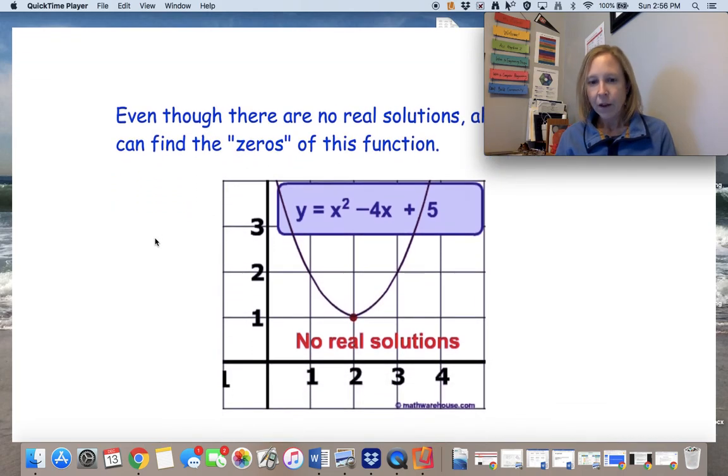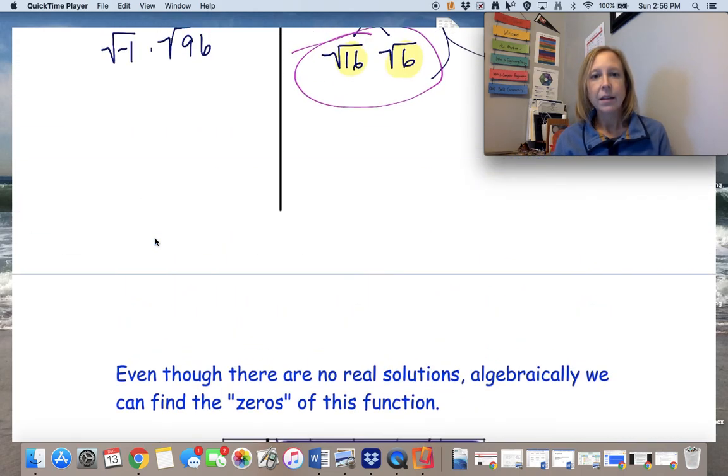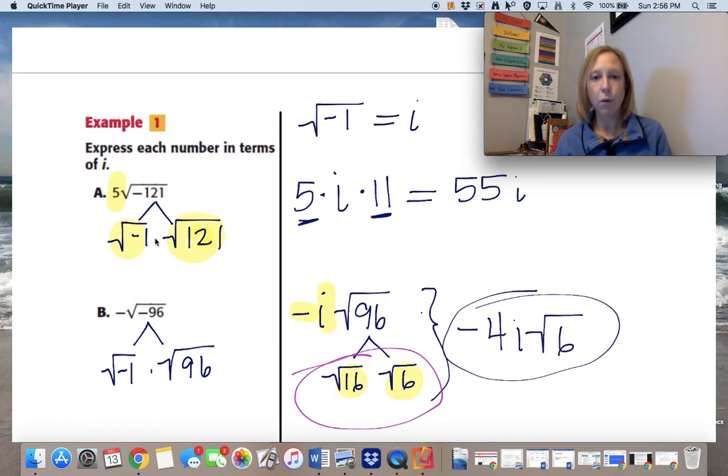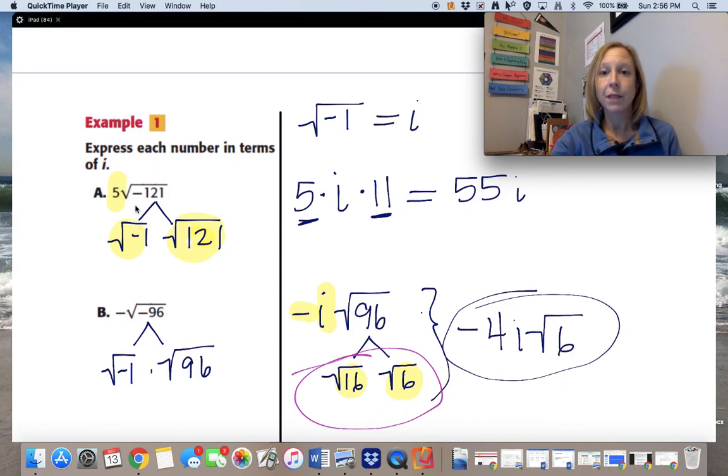Okay, what we're going to look at next is how we can incorporate this into solving quadratics. So I'm going to go ahead and stop this video here, and we'll pick up the next one with solving quadratics that have imaginary or complex solutions.